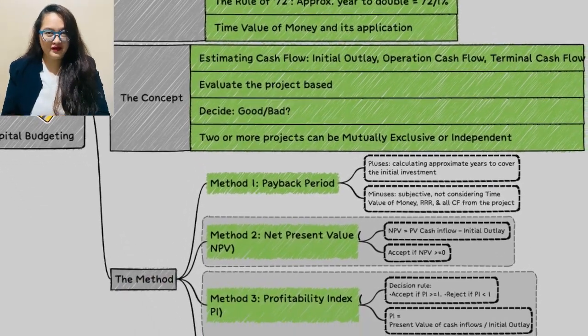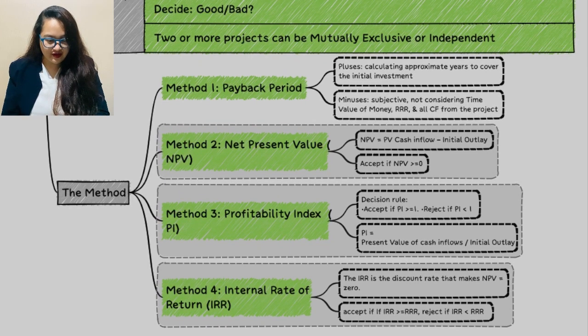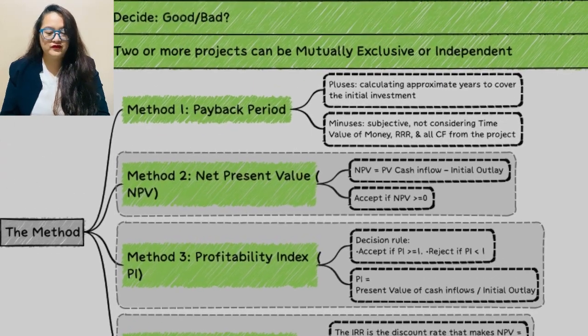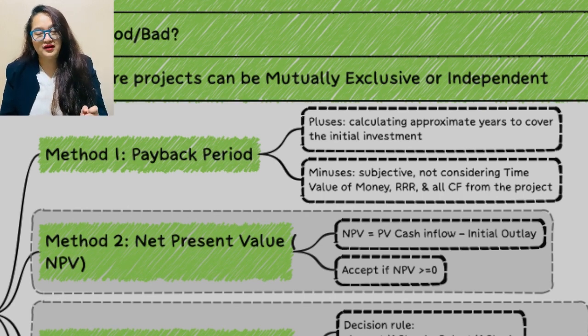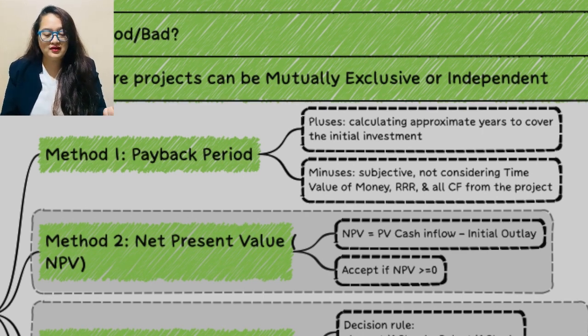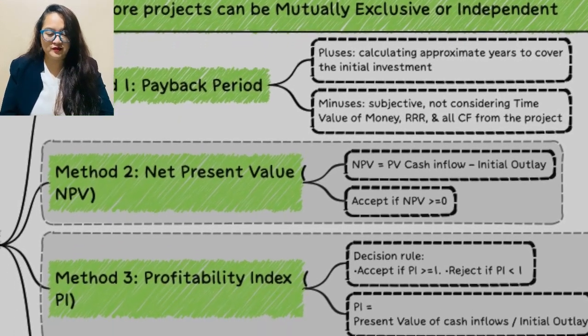We move on to the methods of capital budgeting. There are 4 methods. I put it here, 4 methods, and you will see later why I blocked number 2 and number 4. So we discuss number 1 first, which is the payback period. There are plus and minus of this payback period. The positive one is you can calculate the approximate year to cover the initial investment. But there are some minuses. This method is subjective. It's not considering time value of money, required rate of return, and all of the cash flow from the project. The second method is net present value.